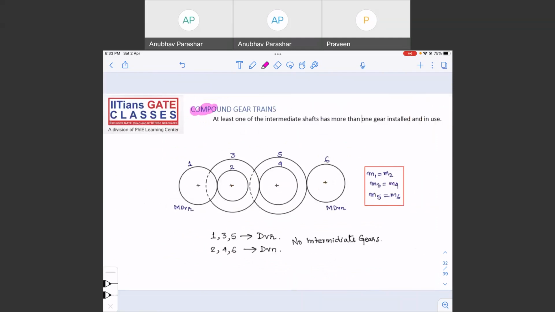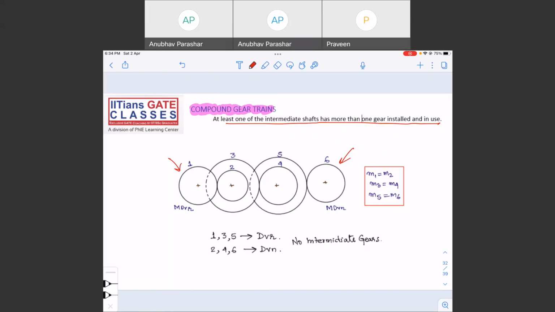So what is a compound gear train? Compound gear trains can have, means at least one of the intermediate shafts has more than one gear installed and in use. Not just installed, it is also in use. Intermediate means it is not talking about the main driver and main driven. Apart from main driver and driven, whatever shafts are there will be known as intermediate shafts. They should have more than one gear and they should be in use, right?